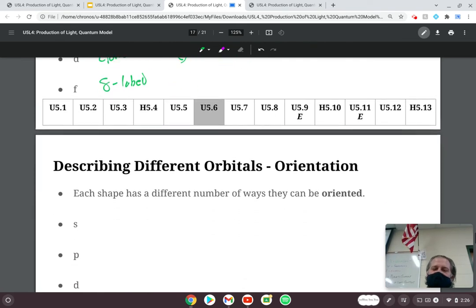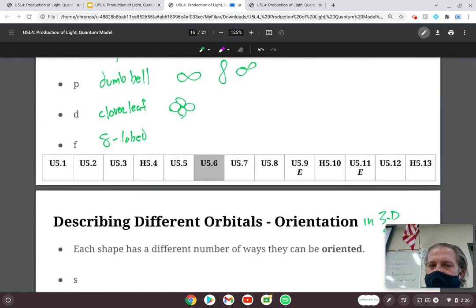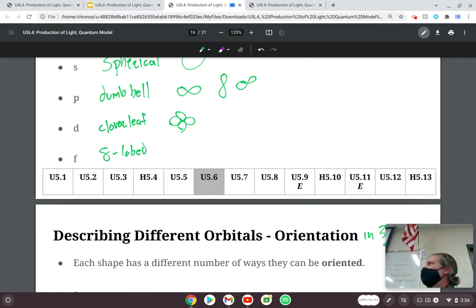So how do we describe these? Well, when we talk about their orientation, we're talking about their orientation in 3-dimensional space. So if something is considered to be spherical, there's really only one way to look at it, so it has one orientation.